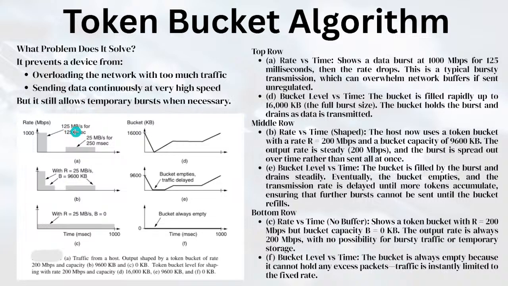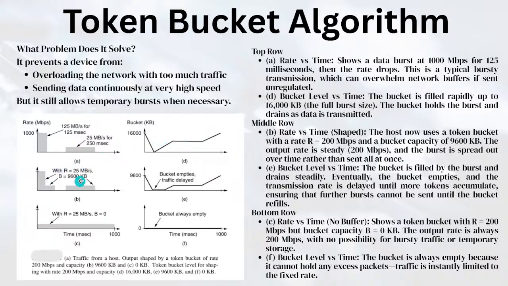Then the rate drops. This is typical bursty transmission, which can overwhelm network buffers if sent irregularly. Now here you can see that the bucket is filled rapidly up to 16,000 kb, that is the full burst size. The bucket holds the burst and drains as data is transmitted.